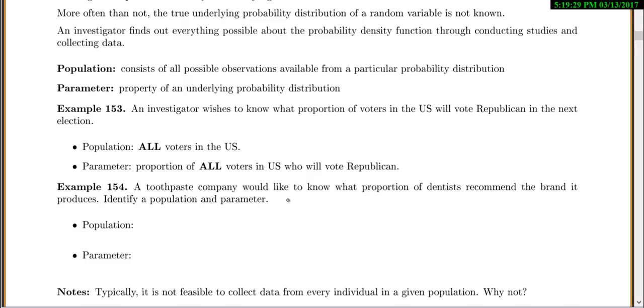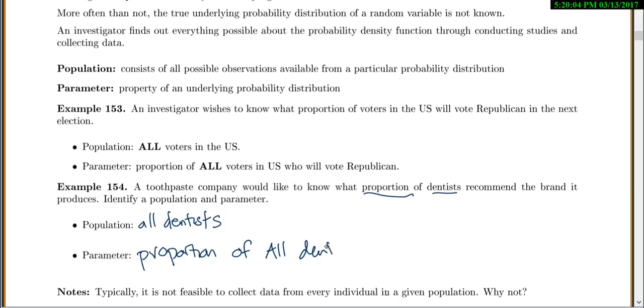So in our next example, a toothpaste company would like to know what proportion of dentists recommend the brand it produces. So identify a population and parameter. So we want to know what proportion of dentists. So I would think the population would be all dentists. And again, the key word for population is that all. Not just some small set, but all dentists. The parameter, well, it said we want to know what proportion. So it's the proportion of all dentists that recommend this brand.